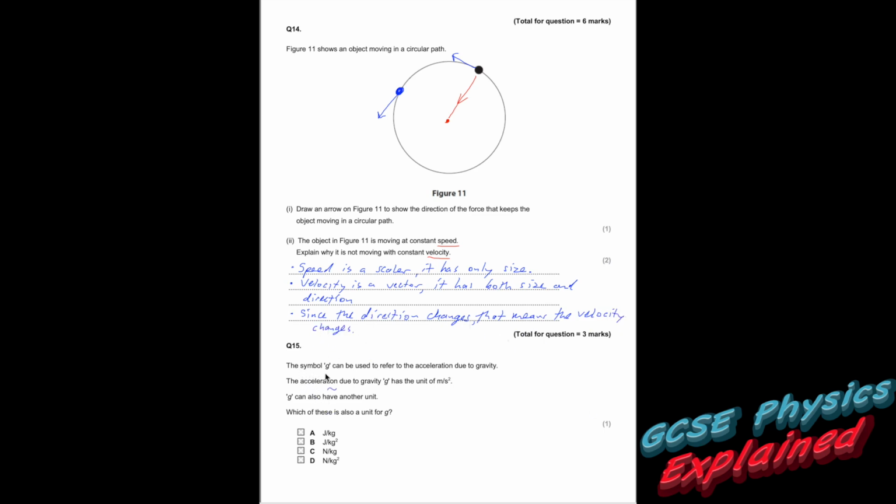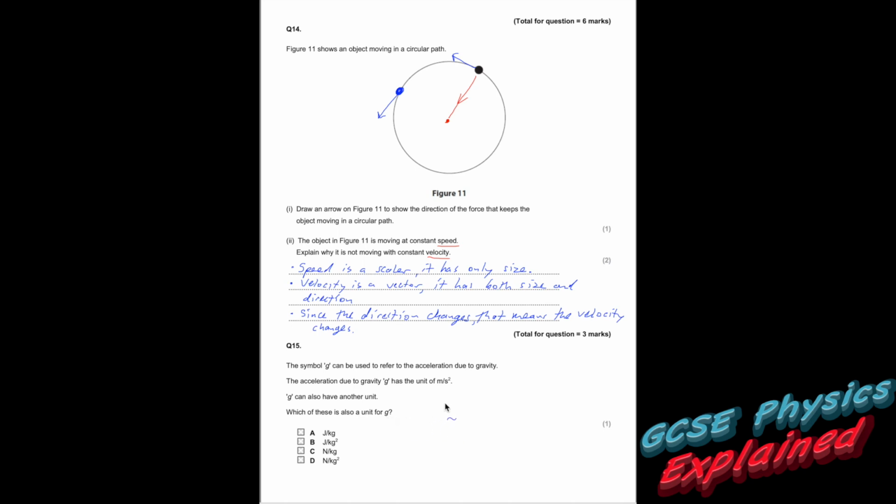Question 15. The symbol g can be used to refer to the acceleration due to gravity. The acceleration due to gravity g has the unit of meters per second squared. That's because it accelerates things down to the earth. G can also have another unit. Which of these is also a unit for gravity?